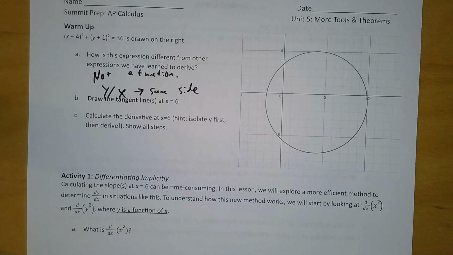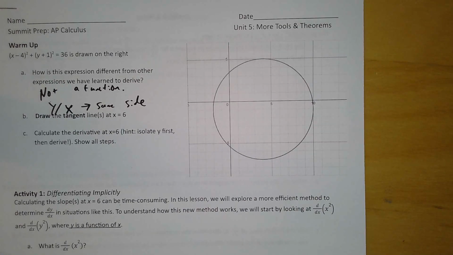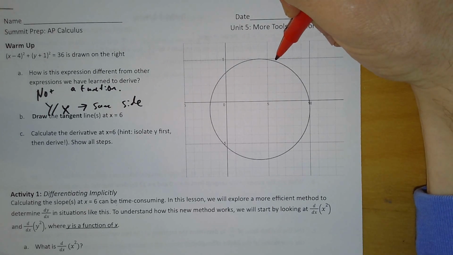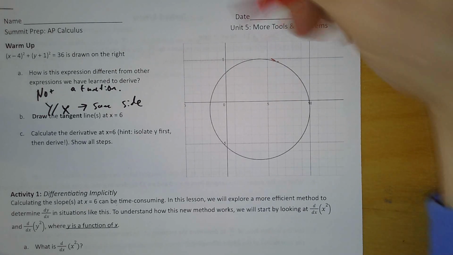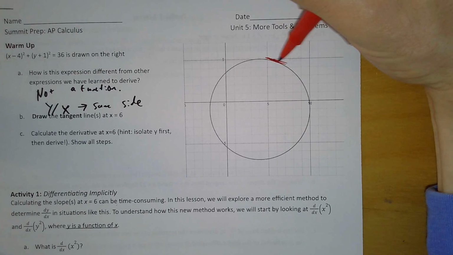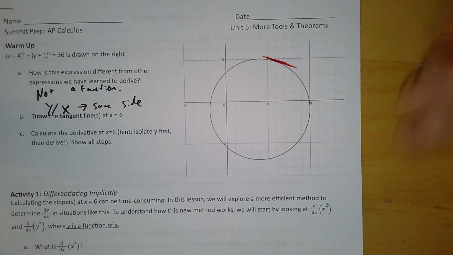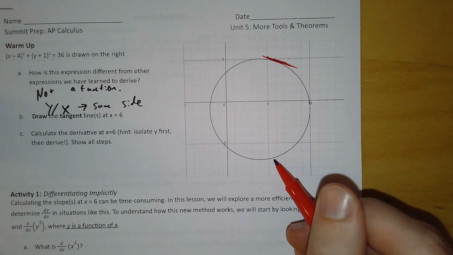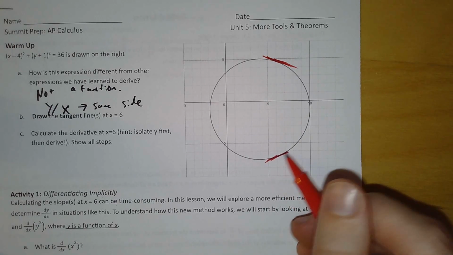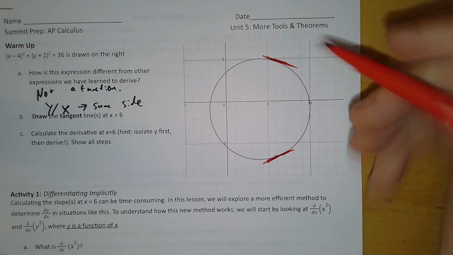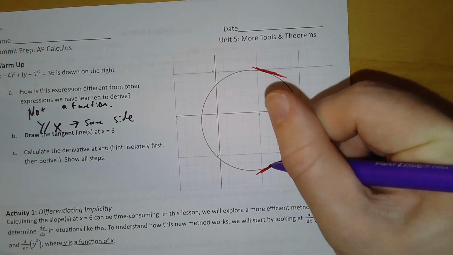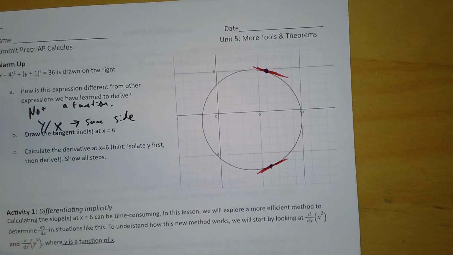Okay, so then it says draw the tangent line or lines at x equals 6. So let's go to the circle. Let's go to 6, and we're going to draw the tangent line here. So you can see, kind of hard to draw. That's all right. It's not bad. Got a tangent line there. And if you notice, we're also going to have one right here. So we actually have two tangent lines at this x equals 6, right here and right here. We're going to have two different tangent lines.